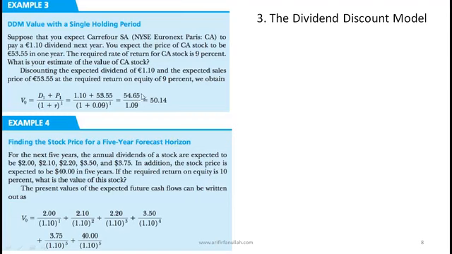So now this is a quick refresher. I won't make you do this. I'll assume that you either know this or just need a quick reminder. Suppose that you expect, I'm not sure how to pronounce this, Carrefour or Carrefour, depending on where you're from, to pay a 110 dividend next year. You expect the price of CA stock to be this in 1 year. The required rate of return is 9%. What is your estimate of the value of the CA stock?